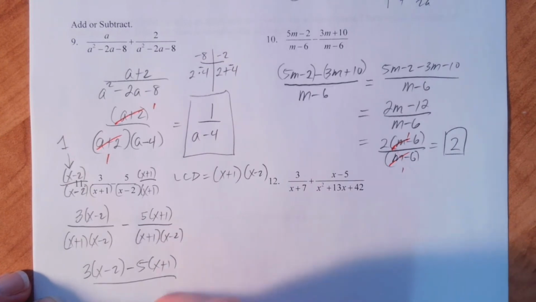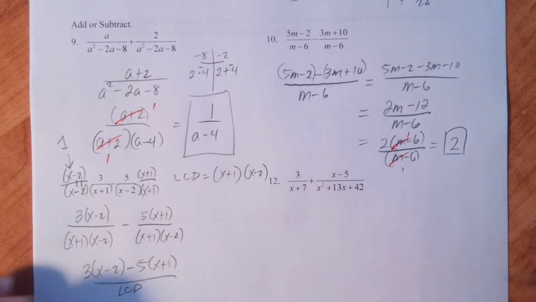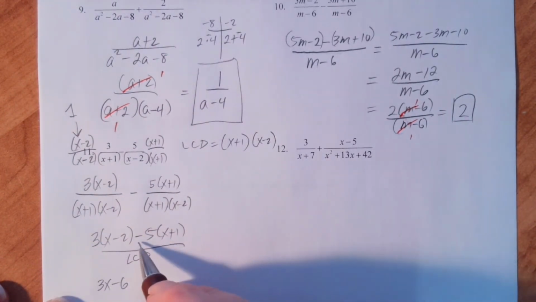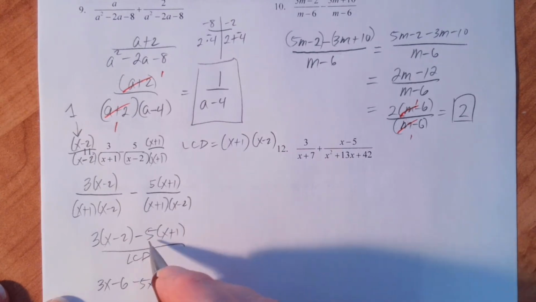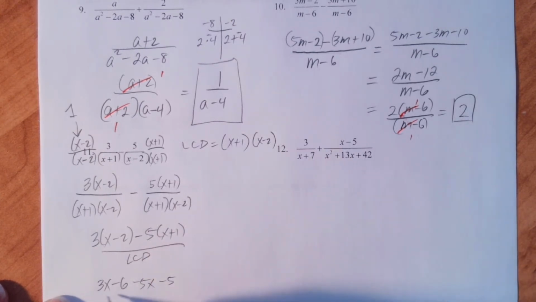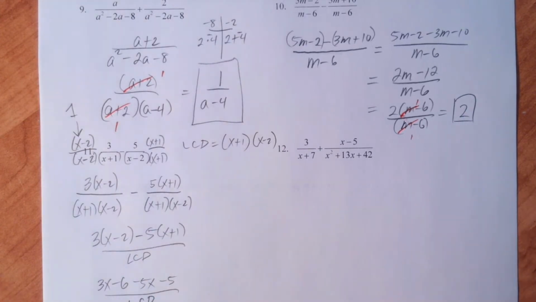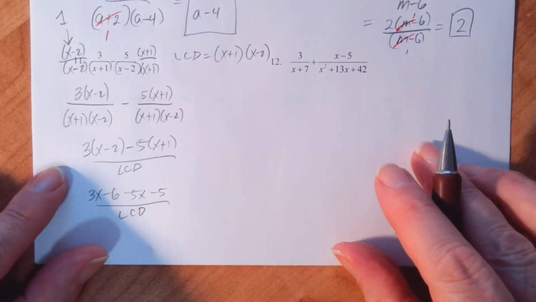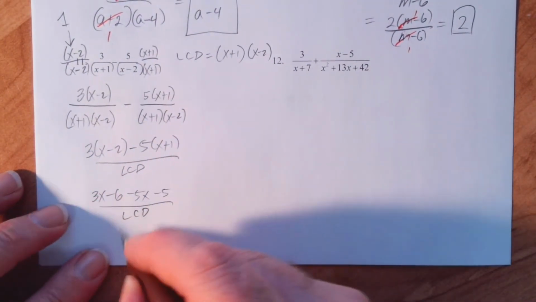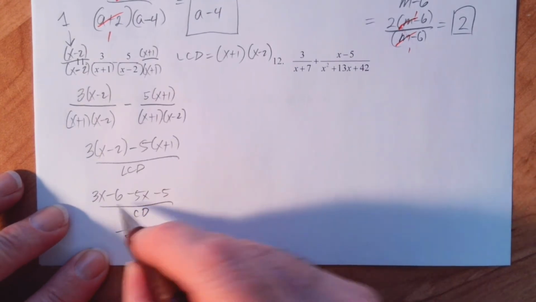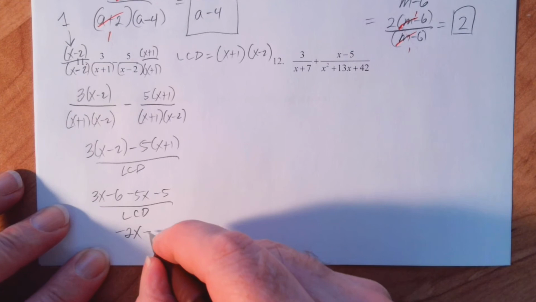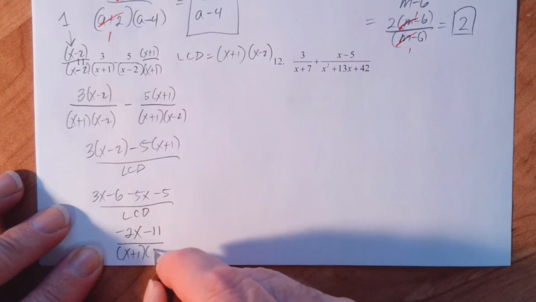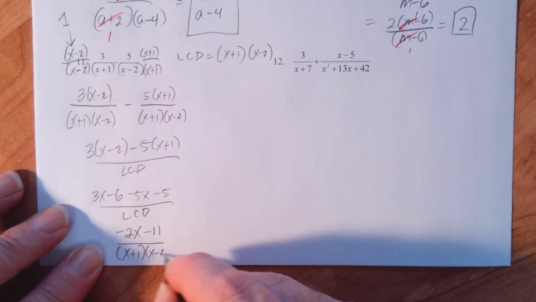The denominator stays the same. I'm just going to write LCD to save some writing here. So we're going to have 3x minus 6, and then a minus 5x, and negative 5 times 1, that's minus 5, over the LCD. And so 3x and a minus 5x is negative 2x. A negative 6 minus 5 is negative 11. And my LCD, that was x plus 1 times x minus 2.